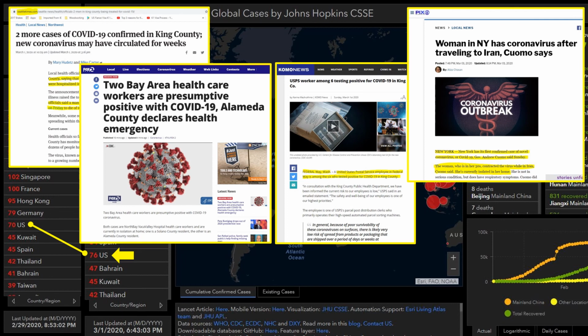And on the upper right, we have a woman in New York has coronavirus after traveling to Iran. There's a travel ban to Iran for a reason, and now it's a hot spot for coronavirus. So why Americans have to go there to this pilgrimage site, I don't know why. But this person is isolated at home.